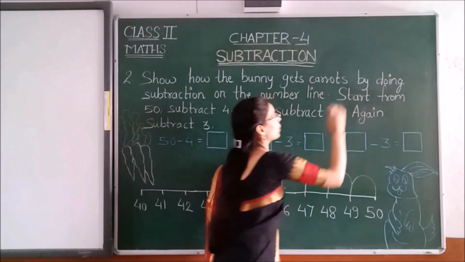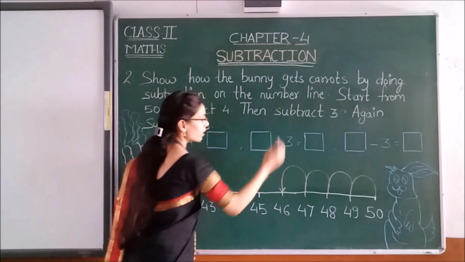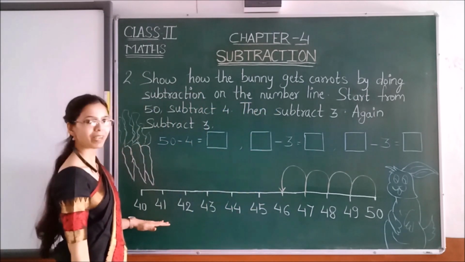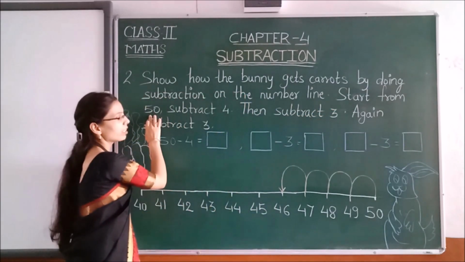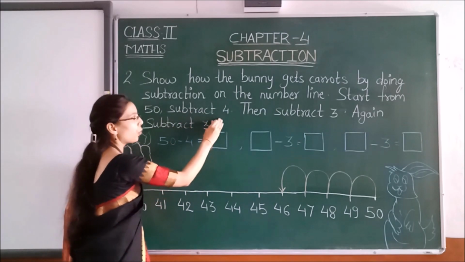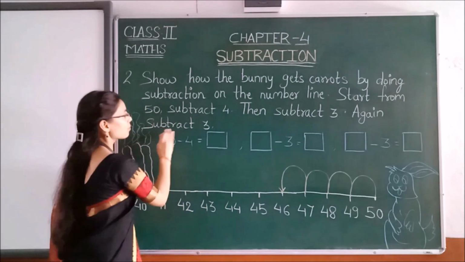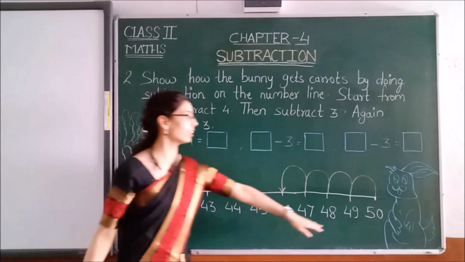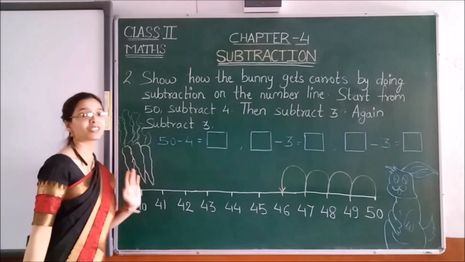Carrots by doing subtraction on the number line. See, look at here. Here is the number line. Start from 50. Subtract 4. Then subtract 3. Again subtract 3. Look at here. Here is a bunny. He wants to eat carrots.